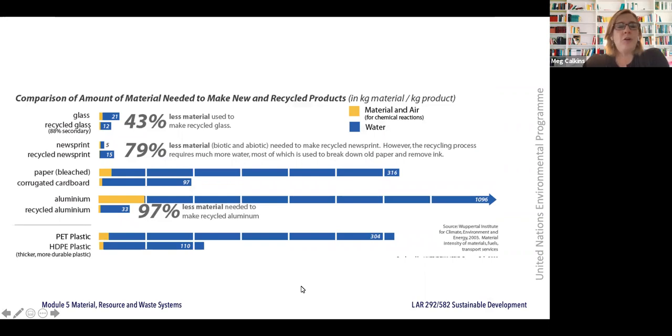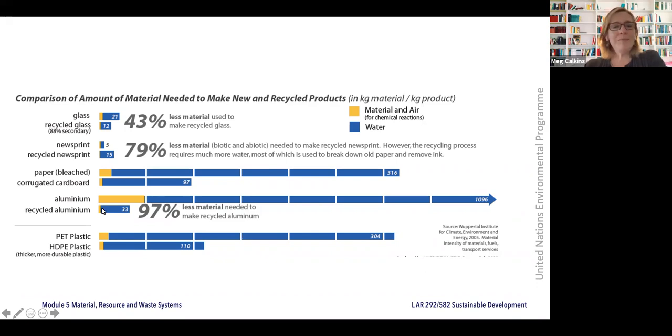So let's look at this chart, which is showing the amount of material needed to make new and recycled products. Let's look at aluminum right here as an example. This is the material and air needed to make new aluminum. And this is the amount of water needed to make new aluminum. That's substantial. Remember, when we talked about water conservation, we said we'd look at water conservation and water use in manufacturing, which is substantial. We also talked about it in the food module.